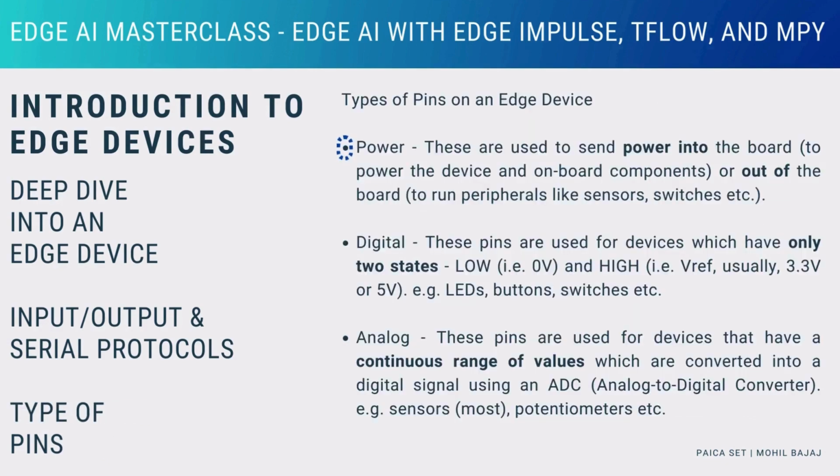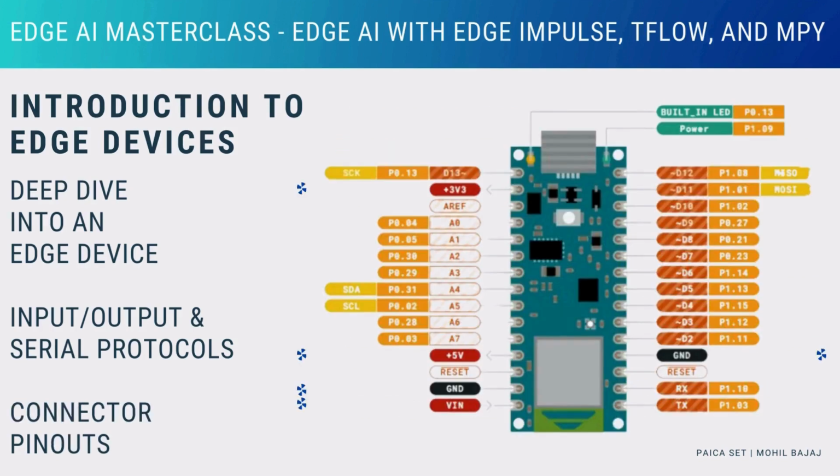There are several different types of pins on an edge device. First, let's talk about the power pins. Power pins are used to supply the power needed from external sources, like batteries or adapters. The ones to look out for are the V-in, 3V3, 5-volt, and ground pins.